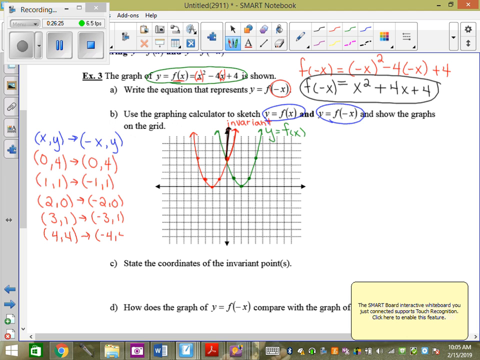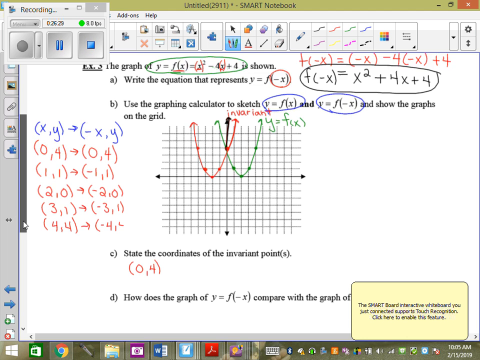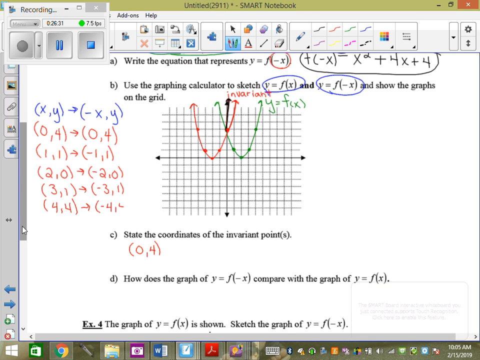So the invariant point is at (0, 4). How does the graph of y equals negative f of x compare to the graph of f of x? It's a reflection in the what? The y. So remember, when it's with the x, it's actually a reflection in the y. It reflects in the opposite axis, which makes sense.